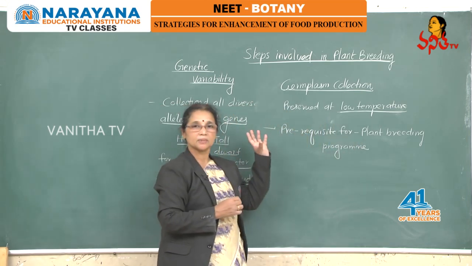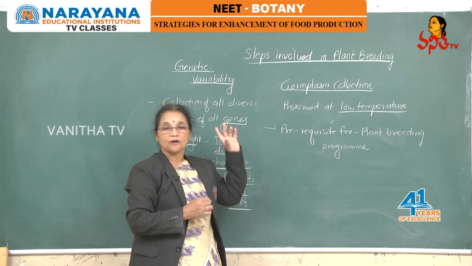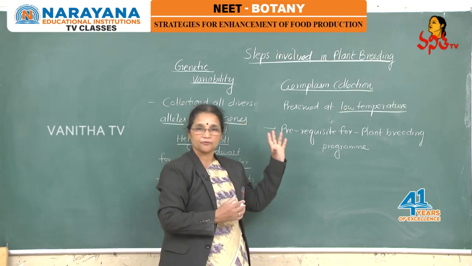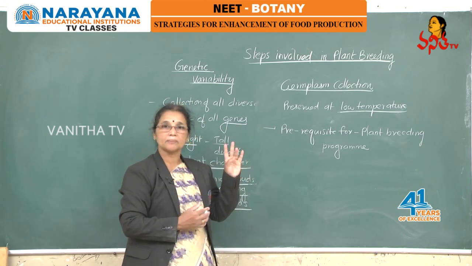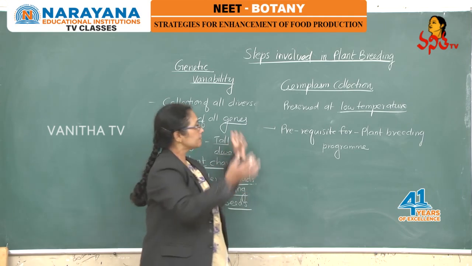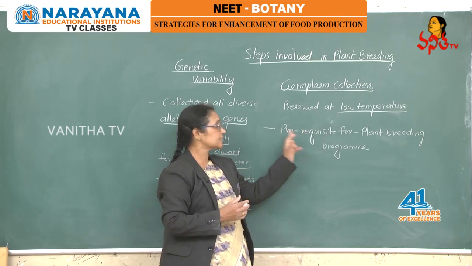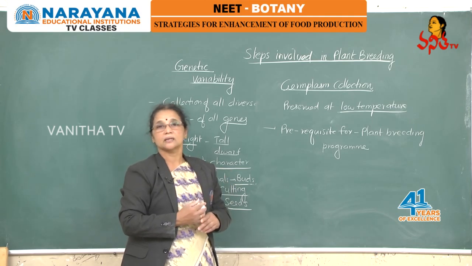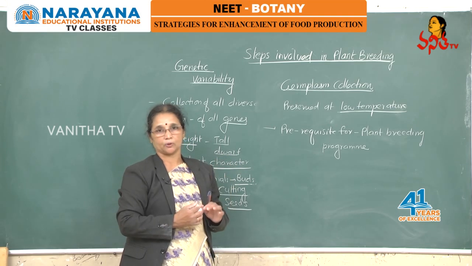So germ plasm collection means collection of all diverse alleles of all genes for a crop in the form of seeds, plant material like propagules, buds, bulbils, and preserving them at low temperature. It is considered as the prerequisite for the plant breeding program, and this step is called collection of variability, which is the first step of plant breeding program.